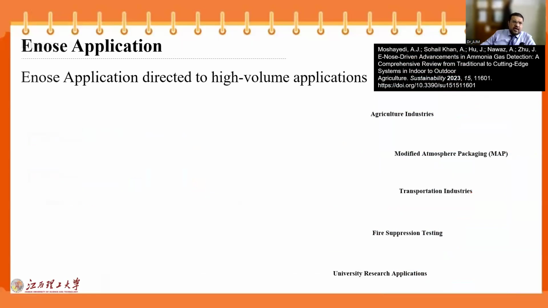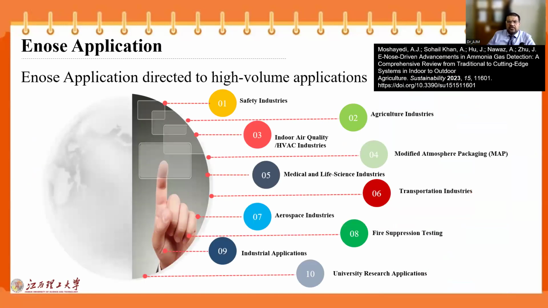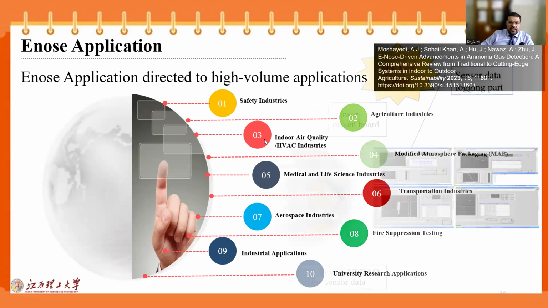Just to review the INOS applications, along with the other localization systems, we can use it for the safety industry, agriculture industry, indoor air quality, medical and life science, aerospace, transportation, fire supervision, also industrial applications, and so on. If you remember, at the time of corona, there was a use of the INOs that could smell human breath and then classify whether this person has corona or not. This was proven and was one of the successful scenarios for the INOs. It means that the application of it is very vast.